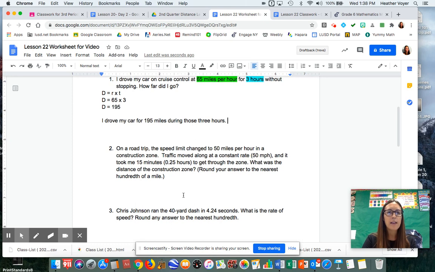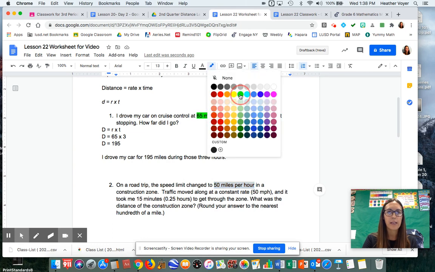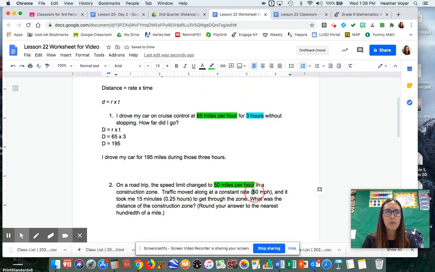So let's go back and highlight what we see in the text. Again, I'm going to highlight the rate. I see 50 miles per hour. Anytime I see that per, that tells me that I'm working with rate, and I'm highlighting the rate again in green. It's also written for me right here, constant rate, 50 miles per hour, so I'm going to highlight that as well, because I know that's the same. I also see 15 minutes, and then I see 25 hundredths hours. So this is the time, and I'm going to highlight the time in blue.